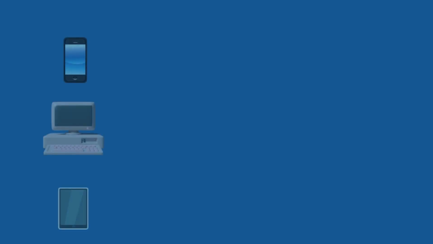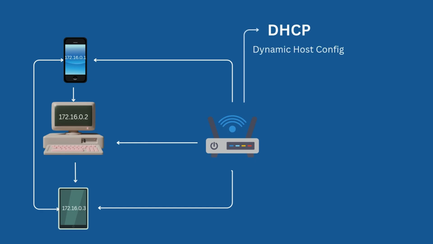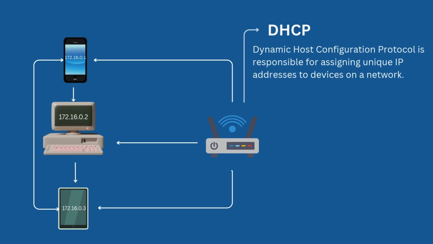When devices are connected locally over a network, either via a wired connection or wirelessly via the use of a router, every device on that network is assigned a private IP address by that router through a DHCP server in the router. DHCP stands for Dynamic Host Configuration Protocol, and that is responsible for assigning unique private IP addresses to these devices.